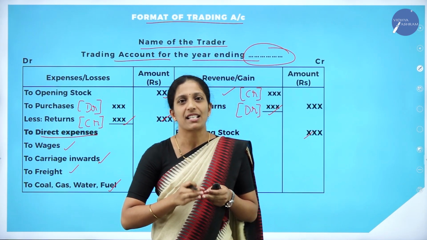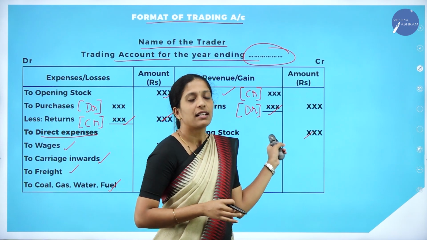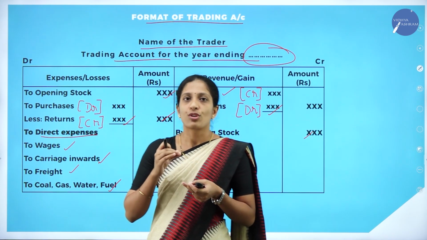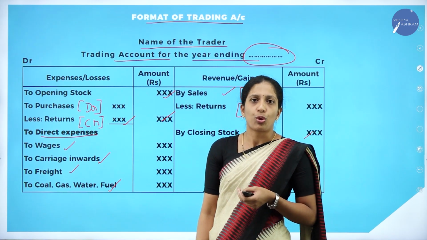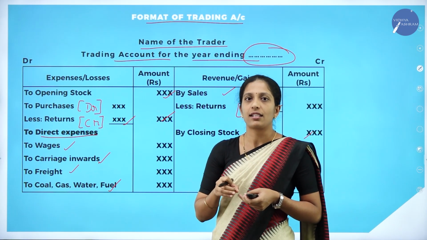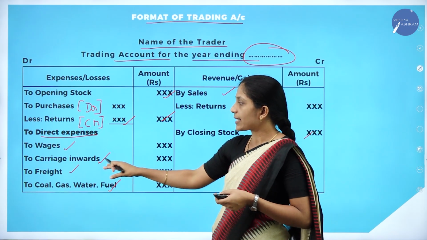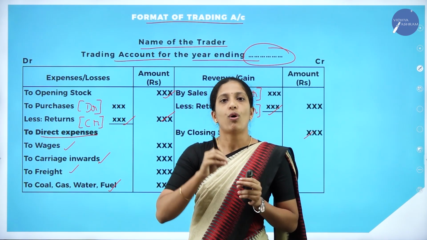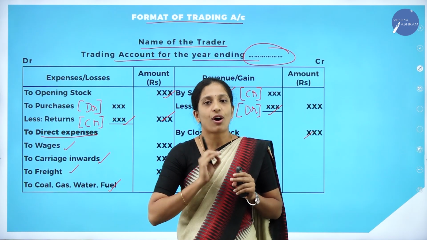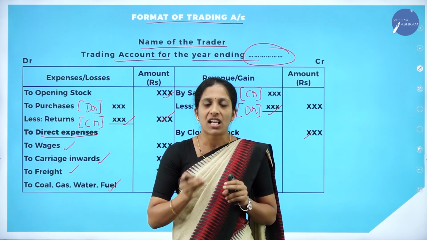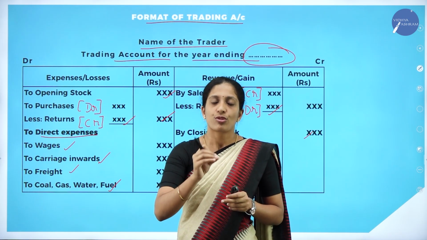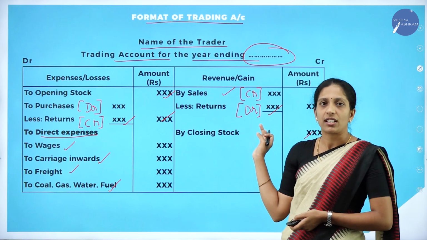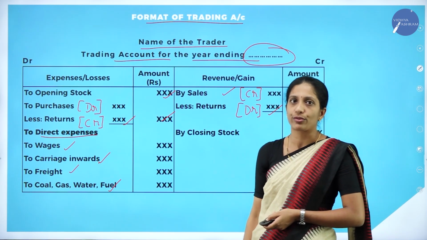So for your first PUC syllabus, it is enough. One more item you will have, that is by goods destroyed by fire. But normally you don't have it in your first PUC syllabus. So you will start with to opening stock, to purchases, less returns, to all direct expenses. Direct expenses can be easily identified, just to remember: the expenses which are directly involved in manufacturing a particular product are all direct expenses. Or you can assume that the expenses that take place in the factory are all what? Direct expenses. Next, you will write on the credit side, by sales, less returns, by closing stock.